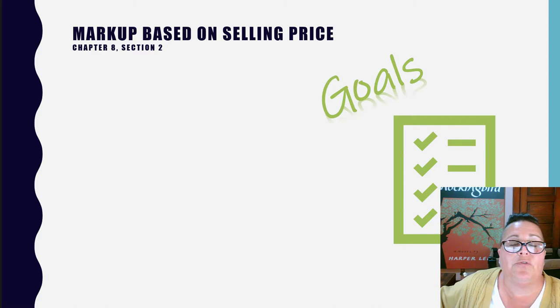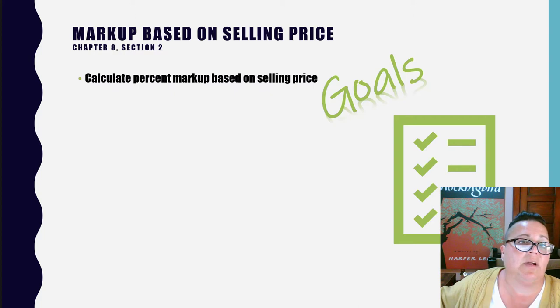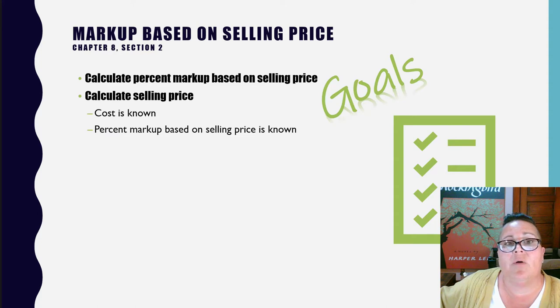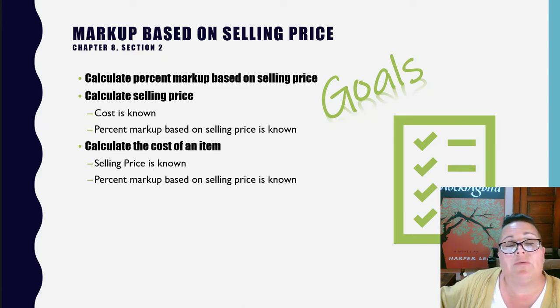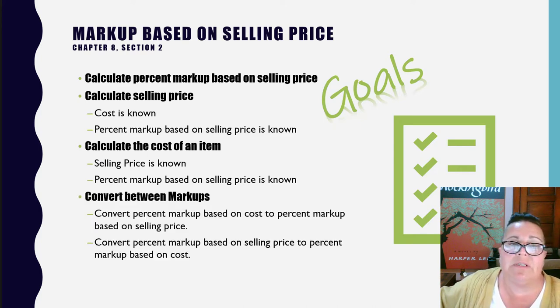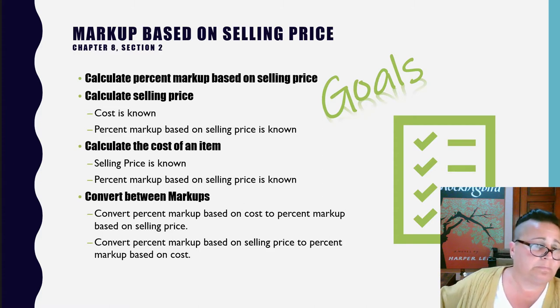So our goals for this particular section are as follows. We want you to be able to calculate the percent markup based on selling price. With that there are some alternate calculations you should be able to make. You should be able to calculate the selling price when the cost is known and the percent markup based on your selling price is also known. We're going to ask that you are able to calculate the cost of an item, again, when the selling price is known and when the percent markup based on that selling price is known. And then lastly, we want you to be able to convert between the different markups.